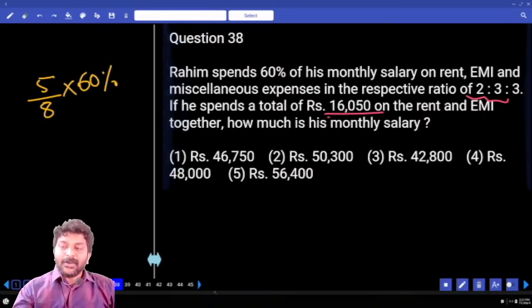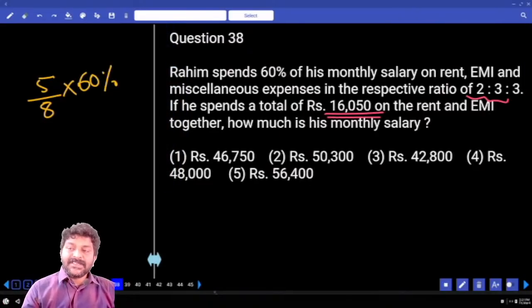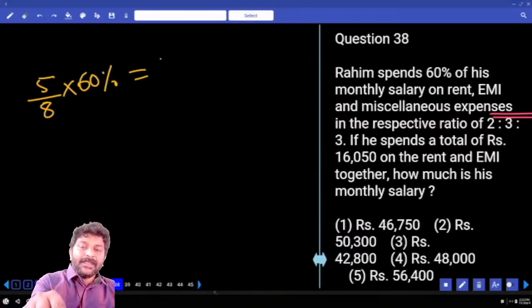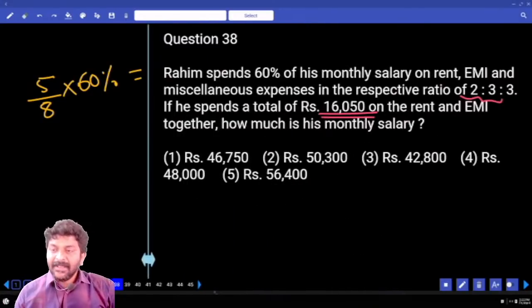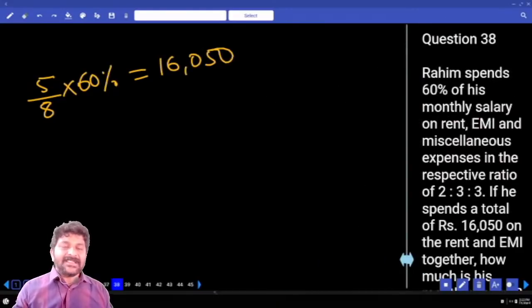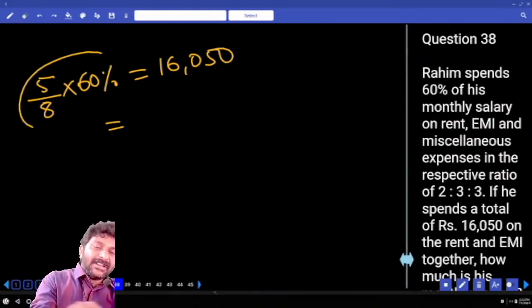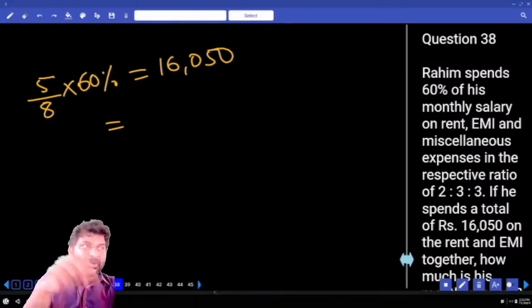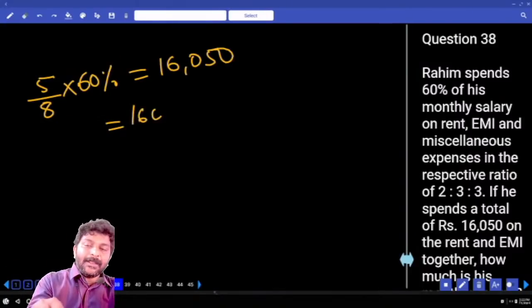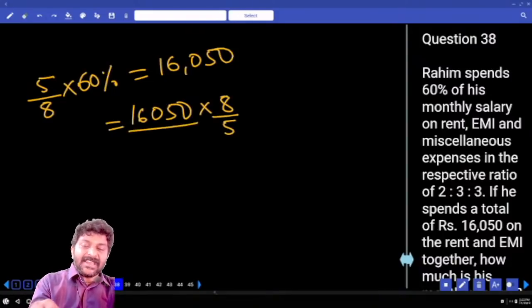Which is equal to 16,050. Now what exactly is your question? Monthly salary. Monthly salary in the sense 100% only. From this, to get 1%, these 2 values go to the other side. 5 by 8 goes to the other side, 8 by 60% goes to the other side, by 60. Now we want to calculate 100%.